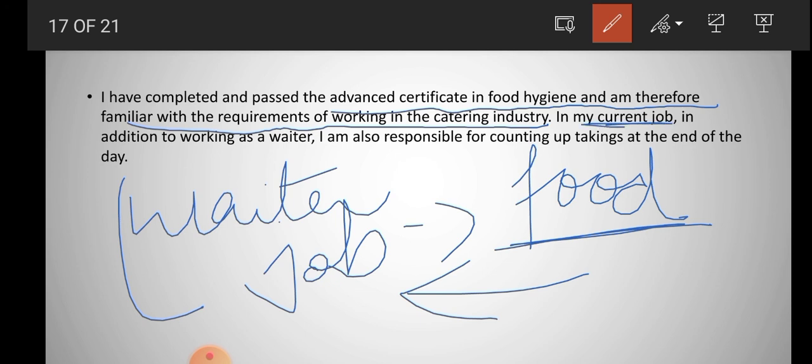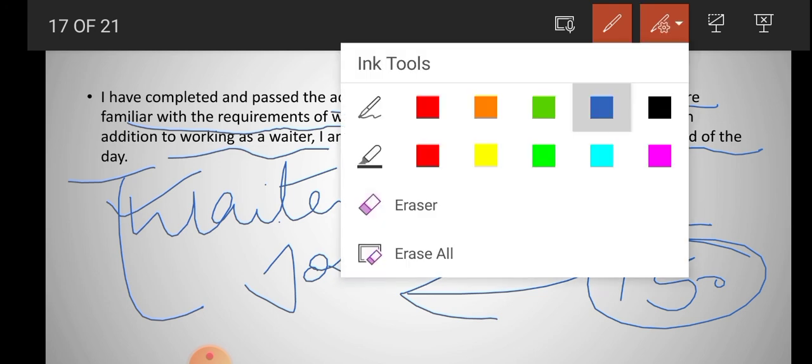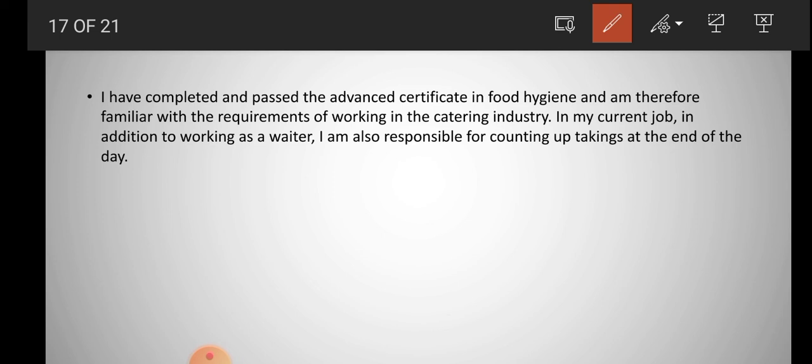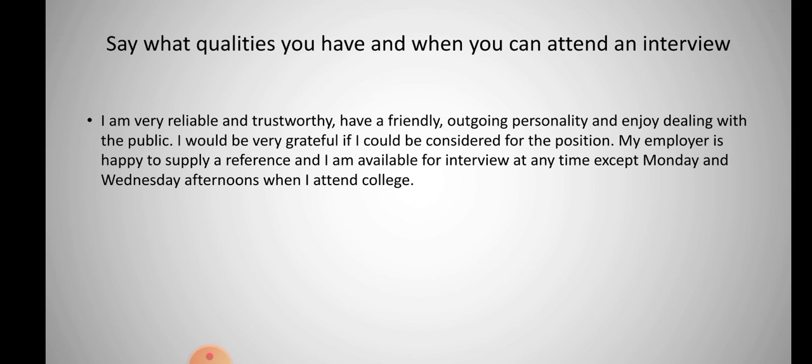Then, "in my current job, in addition to working as a waiter..." this is just the explanation, elaboration of our idea, because I need to cover at least 150 words. So it's not enough if I just write down that this is my qualification. I need to add some more details about my qualification. So the next line is just the explanation. All right, I hope this point is also clear to you. Then say what qualities you have and when you can attend an interview.